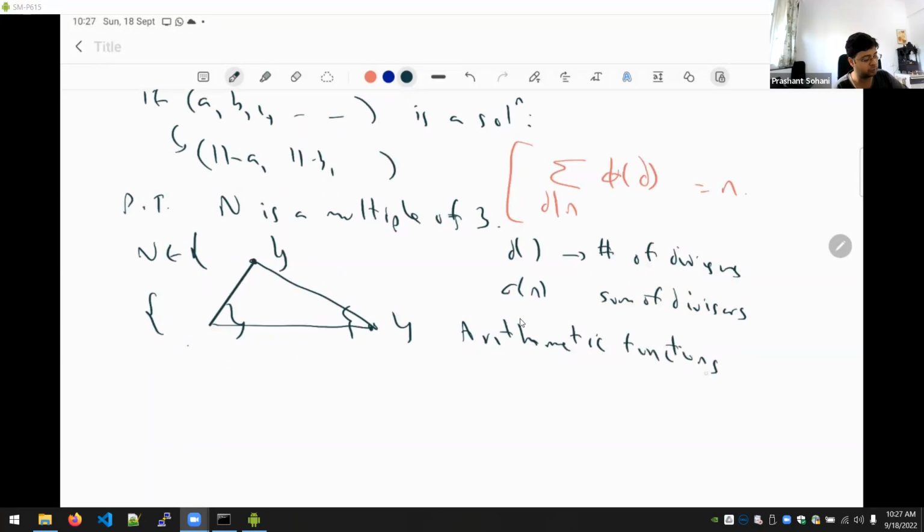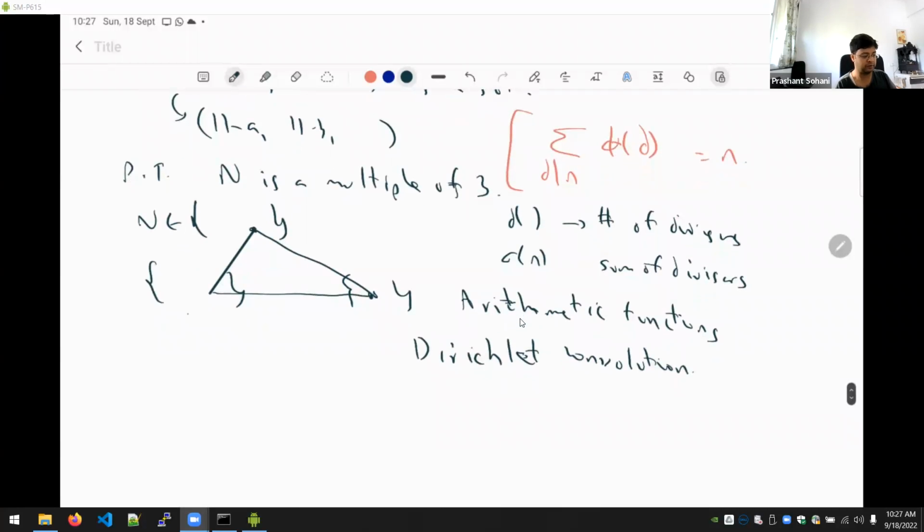So the broader topic of arithmetic functions is very interesting. I'll just mention a few names here, in case you are interested to read more about this, because these ideas are very useful. There is a concept called a Dirichlet convolution, which is a way of multiplying two functions to get a third function. Maybe I'll talk about this very quickly because it's really interesting. So let f and g be two number theoretic functions.